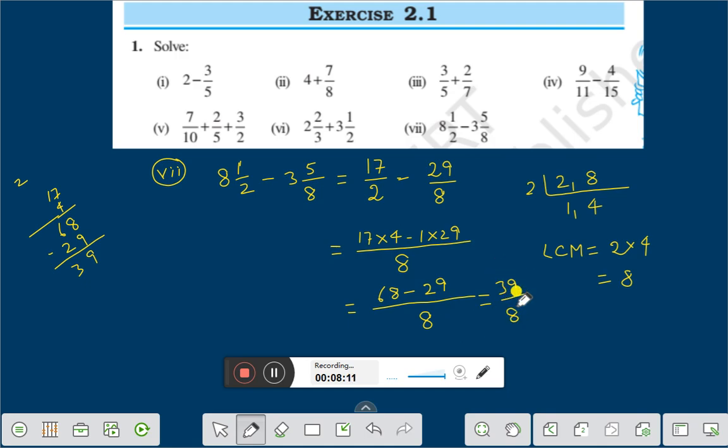Now if we divide 39 by 8, we are getting 4 eights are 32, 39 minus 32 is 7. That is 4 whole 7 by 8. This is the answer. Therefore, we are getting 4 whole 7 by 8.